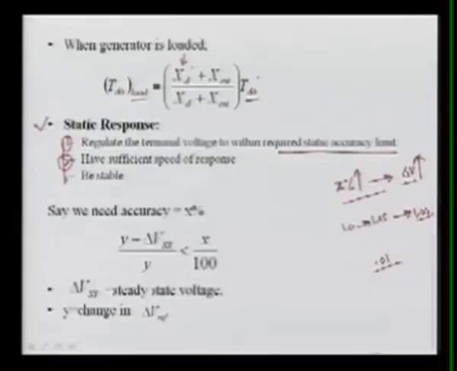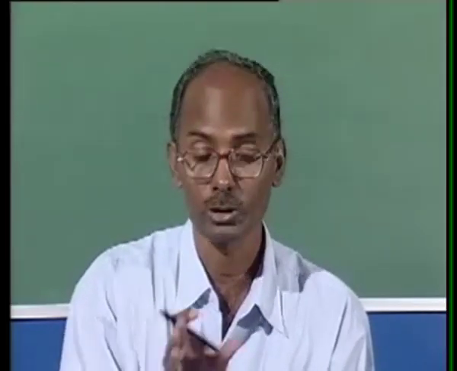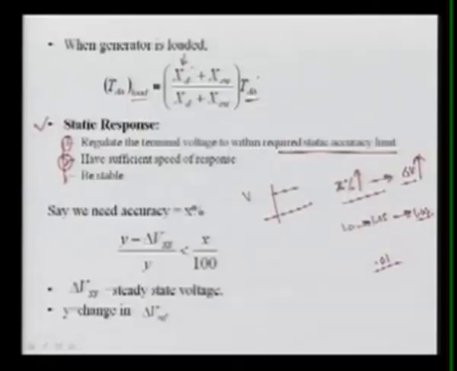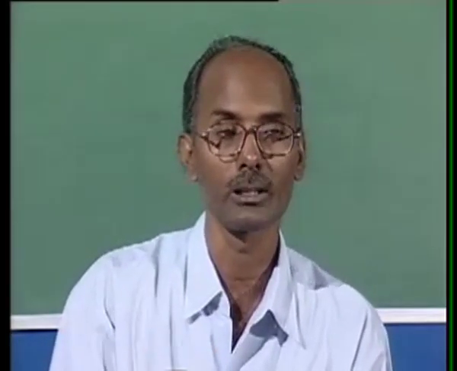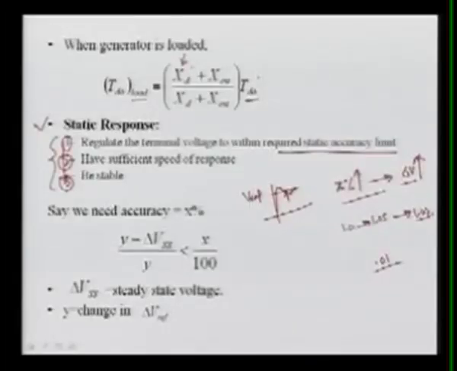The second criterion is to have sufficient speed of response, meaning your response should be very fast and your settling time should be small, so your system must settle. If there is a step change in Vref, the output should change and then settle very quickly. Another criterion is that your whole AVR loop must be stable. If it is unstable, it will create chaos, and if you want it to do something, it will do something else. So these are the basic criteria.